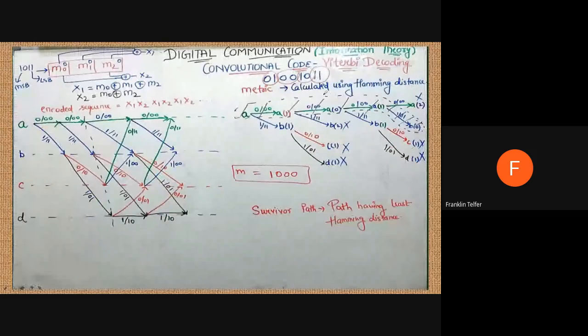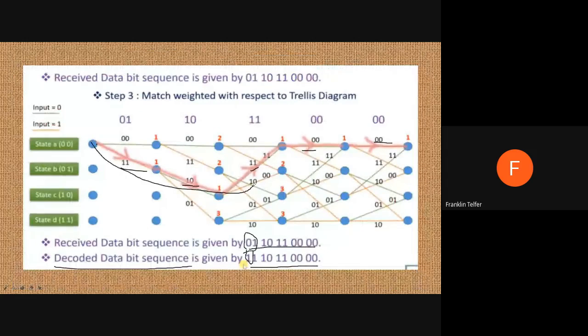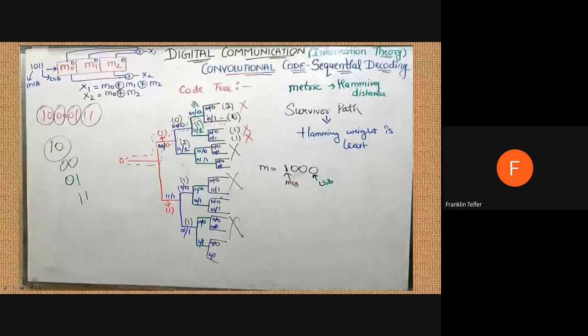So this convolution encoding, this is the same thing which I said on the previous slide. You need to find the survivor path having the least Hamming distance. That's the main thing, the least Hamming distance. So you have to find the least Hamming distance. That's the survivor path, and it can be taken as the decoded data sequence.